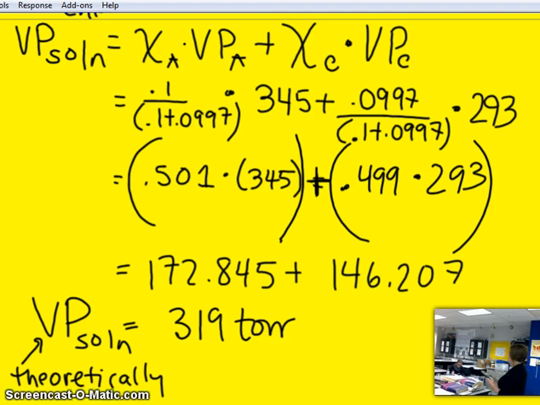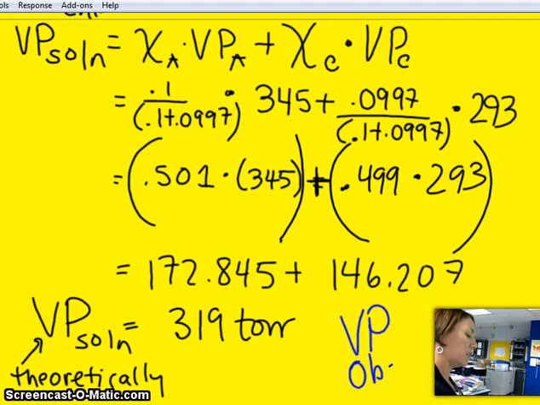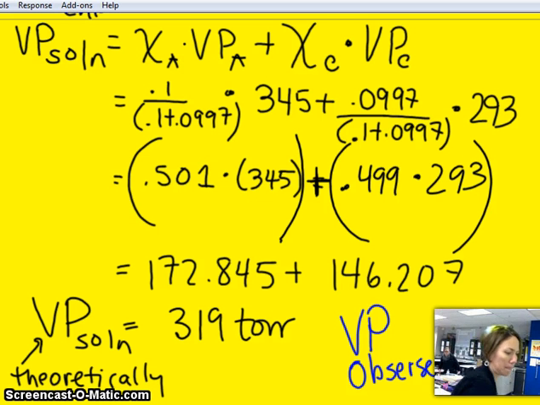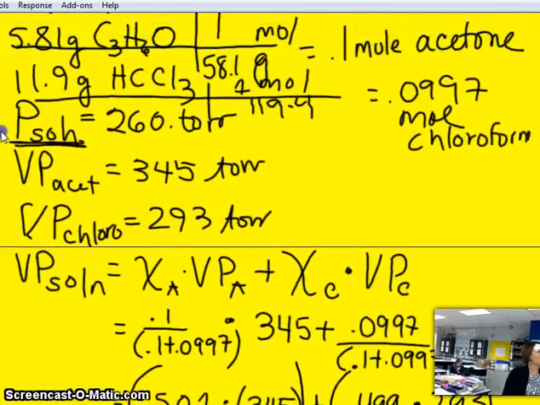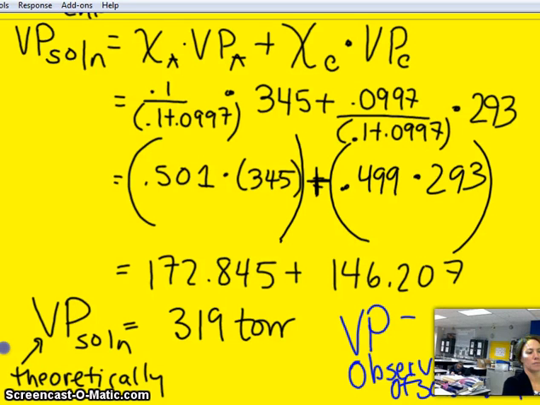Okay? Now, the question asked, is this solution ideal? Most questions won't ask that. Most questions will just ask you to calculate the vapor pressure of the solution. If we go back and we look at the observed vapor pressure of this solution, oh man. The observed vapor pressure of the solution up here is 260. Uh-oh. So what we're actually seeing out of this solution is a lower vapor pressure than what we should have.